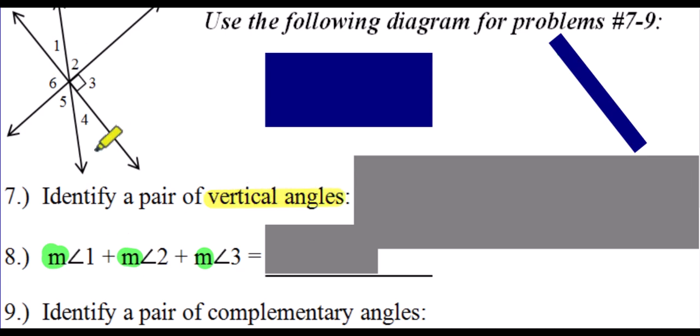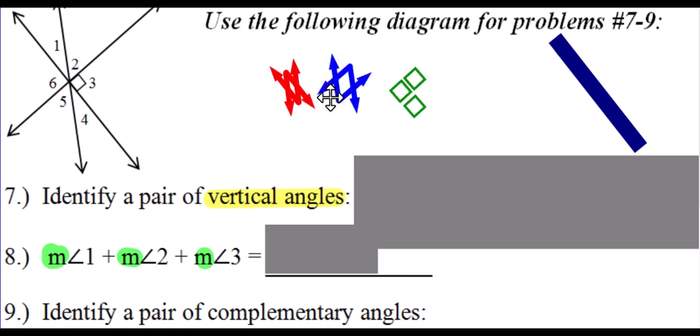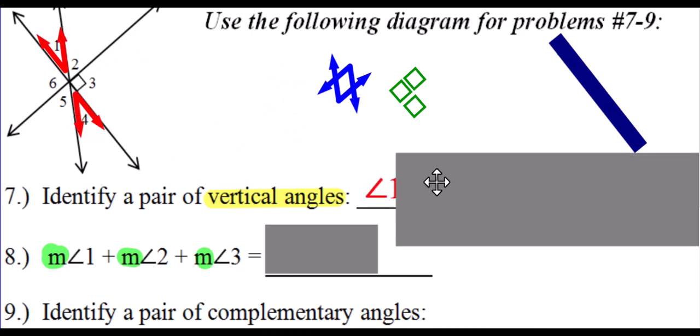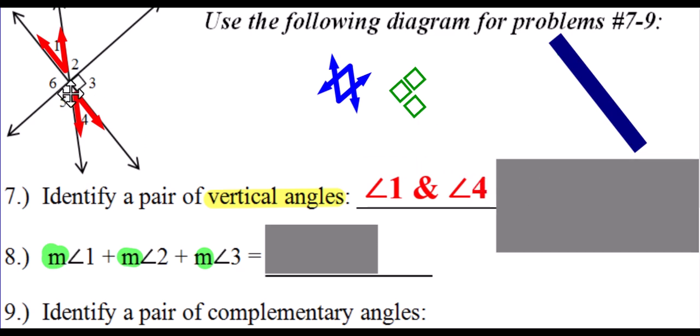Now, you notice instead of having 2 lines intersecting, here we had 3. So that does make it a little bit trickier, but there are 3 different pairs of vertical angles that you could have chosen. You could have chosen angle 1 and angle 4. You now see, now that I've made them red for you, that they definitely are opposite angles of each other. So that's one possible pair.